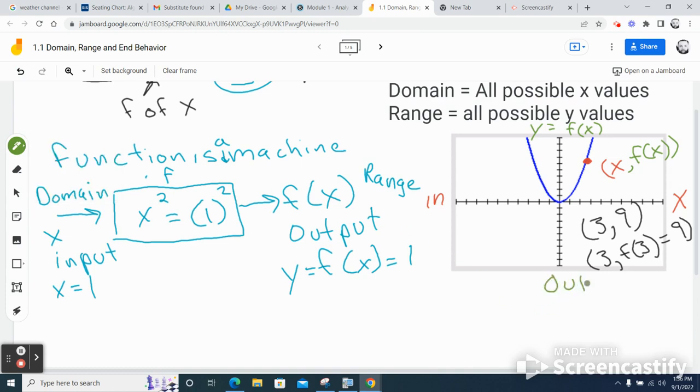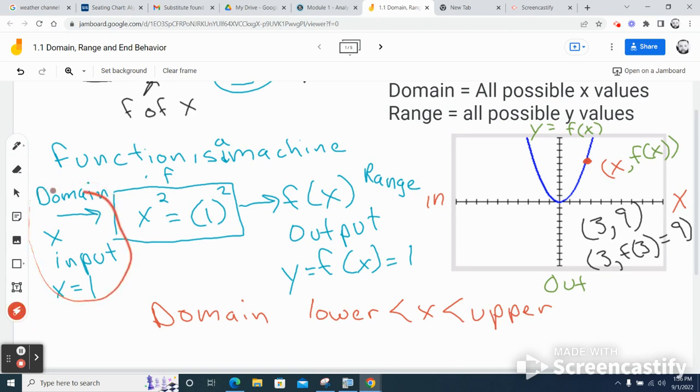Good, deep question. All right, so let's jump into it. We're going to do the domain first. So the domain can be written a couple of ways. But what we want is the lowest possible x, or lower bound for x, and then we want to figure out what the upper bound is, the highest possible value for x. So what is the lowest number I could plug in for x? Well, I can figure that out by looking at the graph.